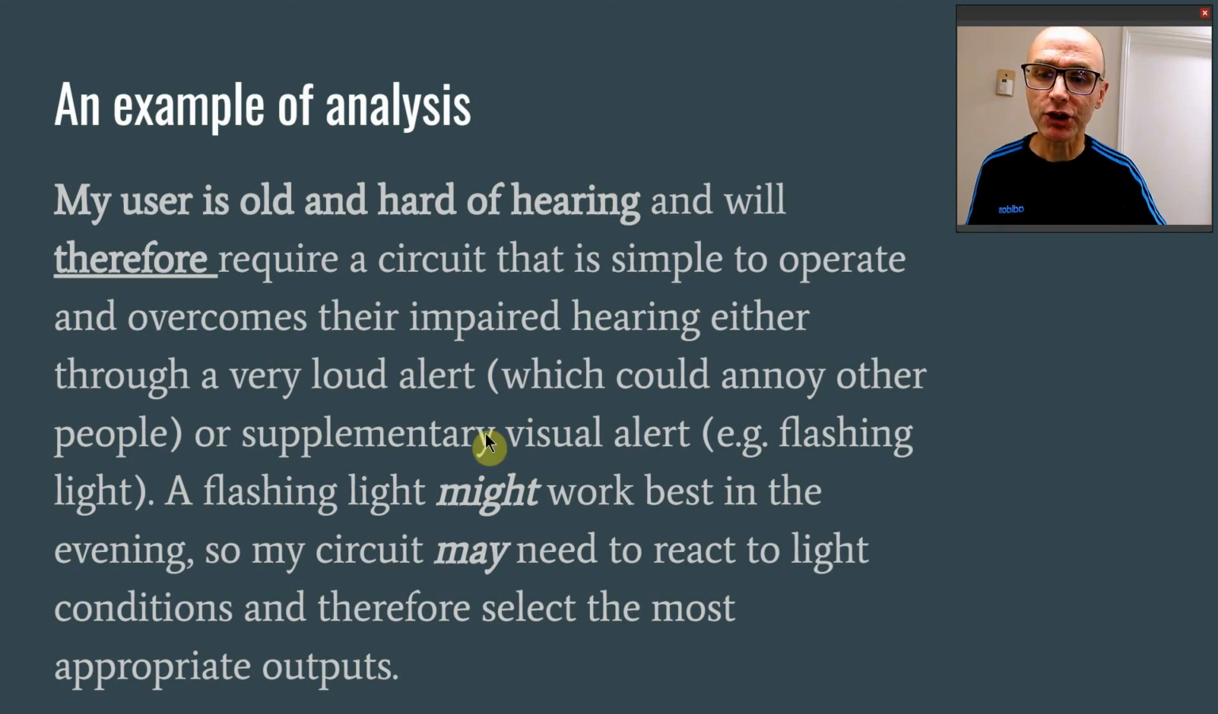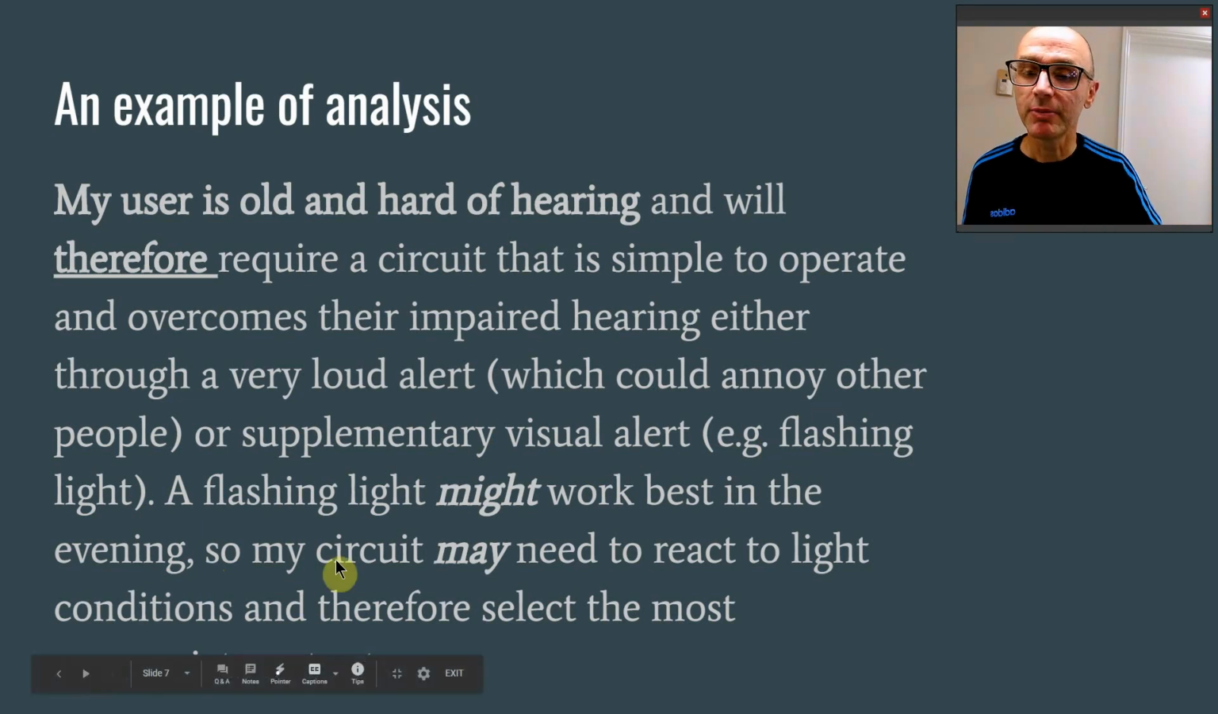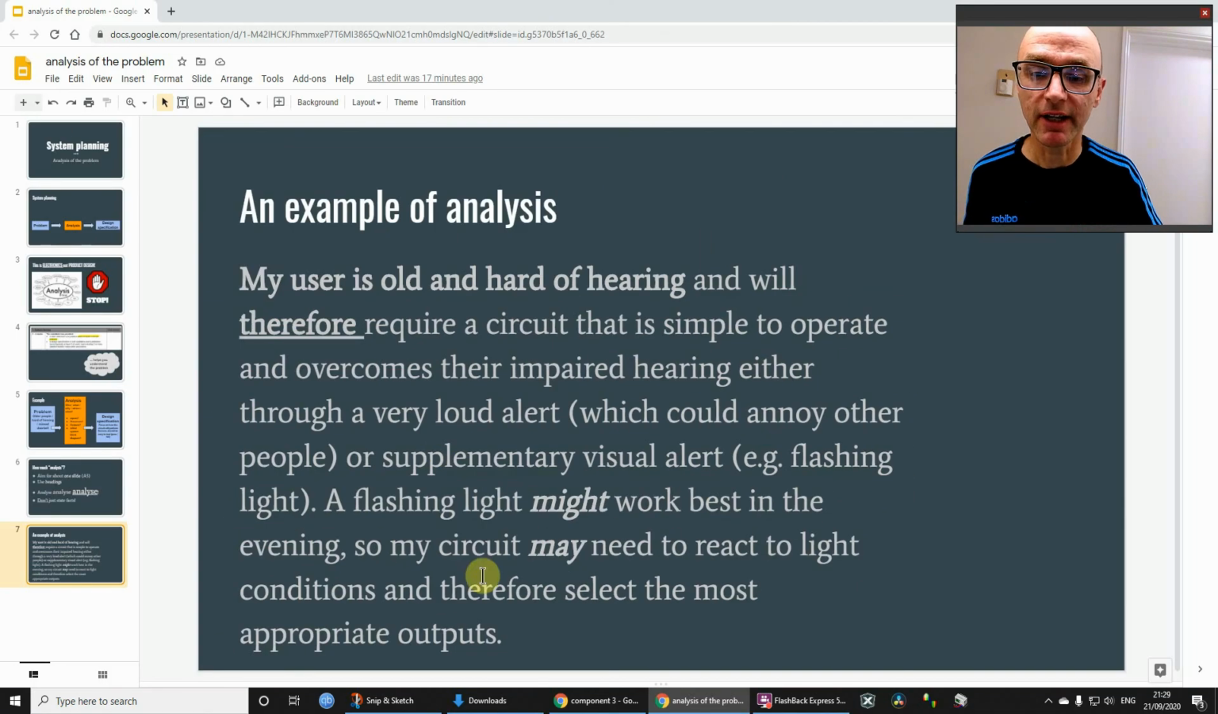Or a supplementary visual alert. For example, a flashing light. Maybe the buzzer could go off and a light could flash, or there could be a vibrating alert or whatever it happens to be. A flashing light might work best in the evening. So don't commit yourself to anything. Just say it could do, and you can investigate that. So my circuit may need to react to light conditions and therefore select the most appropriate outputs.